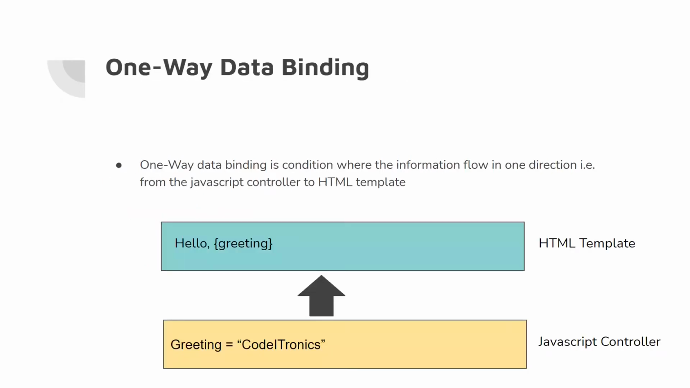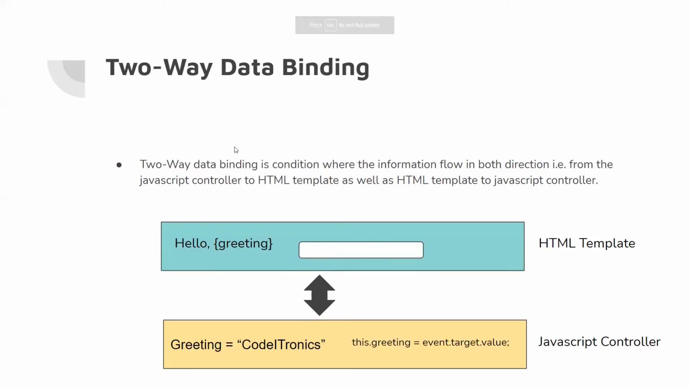So let's first see the theory of one-way data binding. One-way data binding is a condition where the information flows in one direction, that is from the JavaScript controller to the HTML template. Like in the last example, we saw hello greeting, and the greeting equal to code iconics we gave in the JavaScript controller. That is flowing from the JavaScript controller to the HTML. So this is called one-way data binding.